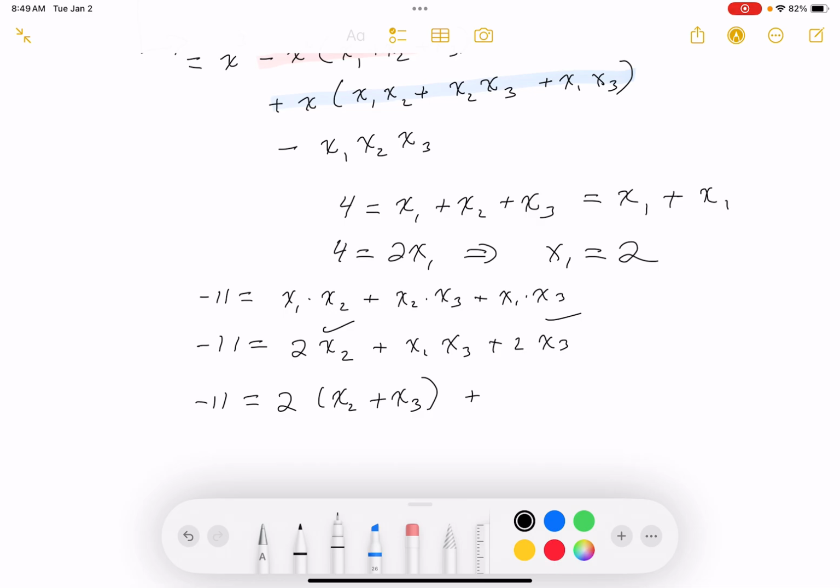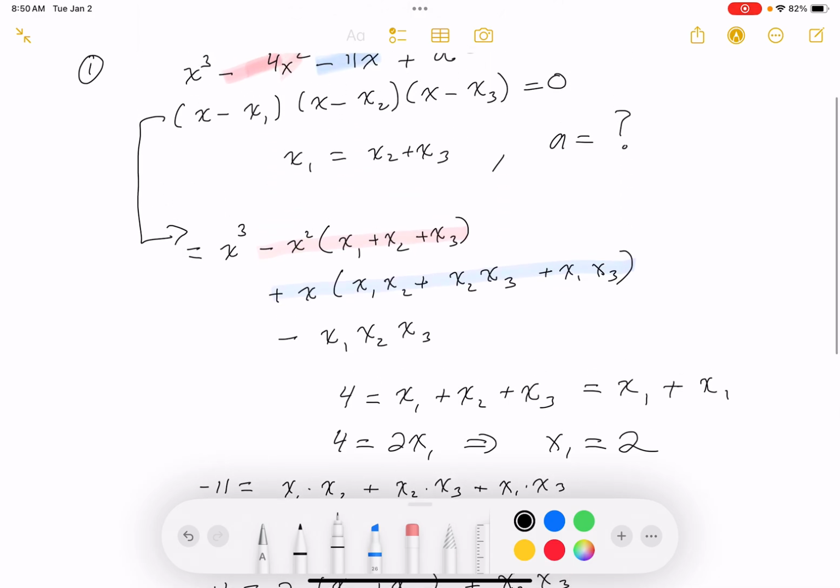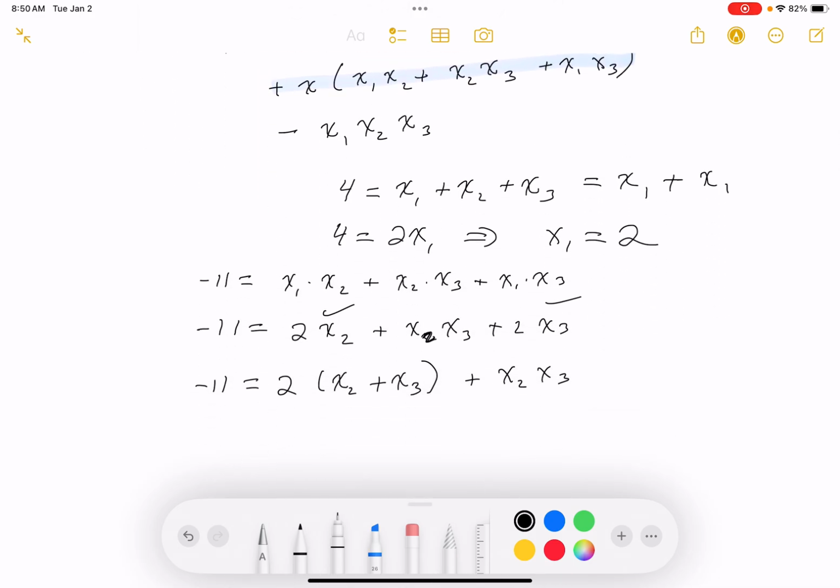Did I make a mistake somewhere? x1? I did. Let me just wait. This is x2 plus x2, x3. Again, I'm relying upon what I know. I know x2 plus x3 is just x1, and what's x1? It's 2. So we get minus 11, and again, this is x1 now. That's going to be 2 plus x2, x3.